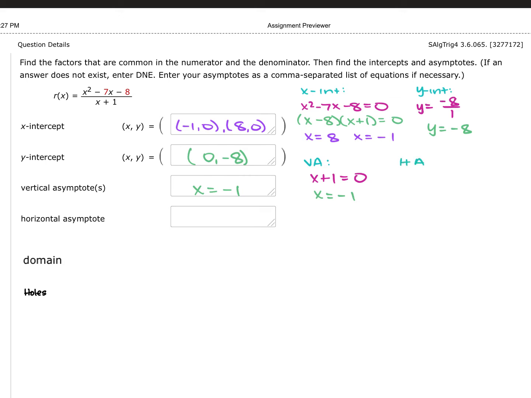For your horizontal asymptote, you are going to compare your numerator's degree with the denominator's degree. The numerator's degree is 2, your denominator's degree is 1. 2 is larger than 1, so we said when that happens, our horizontal asymptote is none.